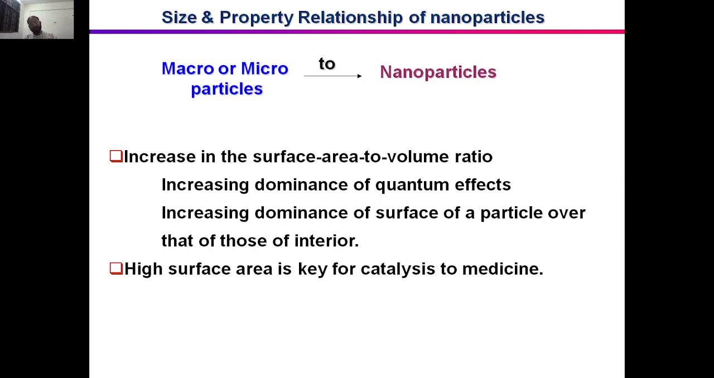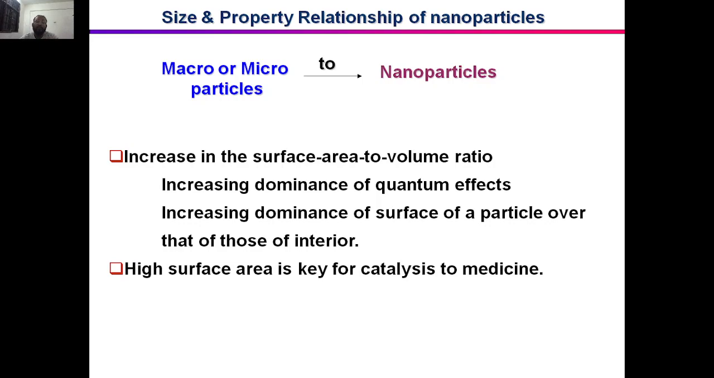If the surface atoms are means the activity, any activity in a material takes place at the surface. So the more the surface, the more the activity. As simple as that. So there is increasing dominance of quantum effects. Once you have the higher surface area, then the dominance of quantum effects will be more. That's why the properties change, right?